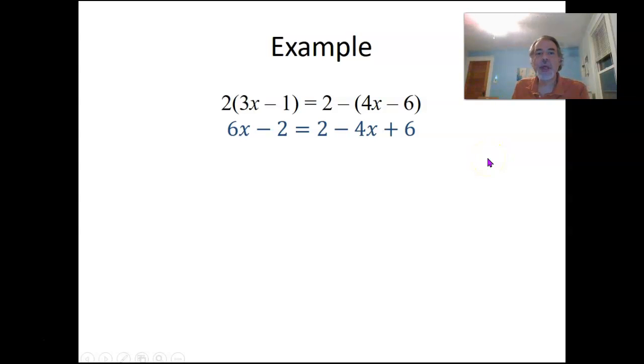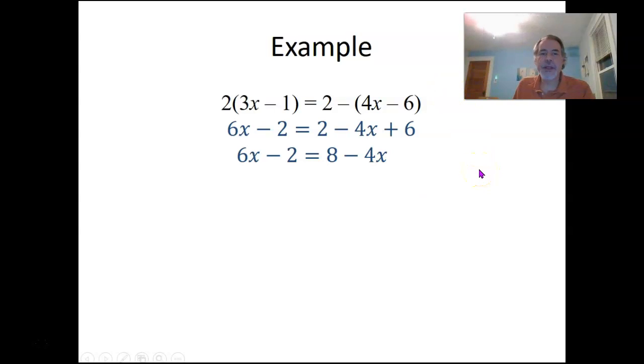Okay, then step 2, if we have any like terms on the same side of the equation, combine them. What I see is over on the right side, I have a 2 and a 6 that I can go ahead and add together and get 8. So now each side is as simple as it gets by itself. 6x minus 2, I can't simplify that. 8 minus 4x, I can't simplify or combine anything there. So now we want to get it so that one side is just for x terms, no constants, and the other side is just for constant terms, no x's.